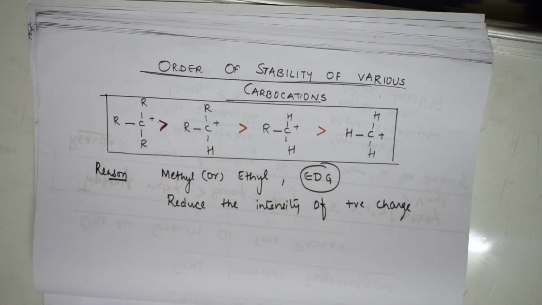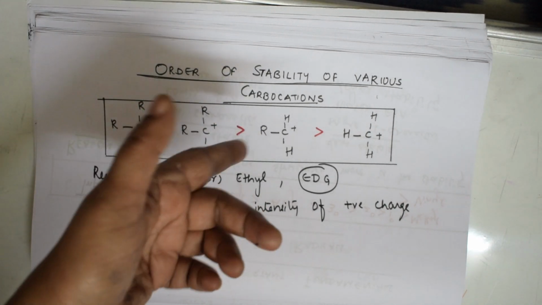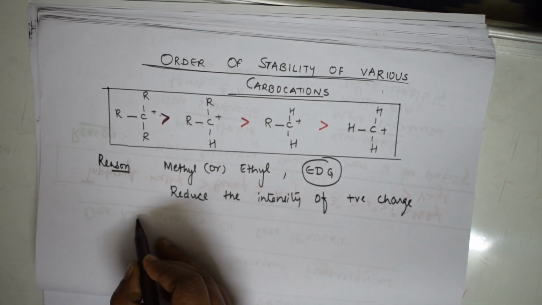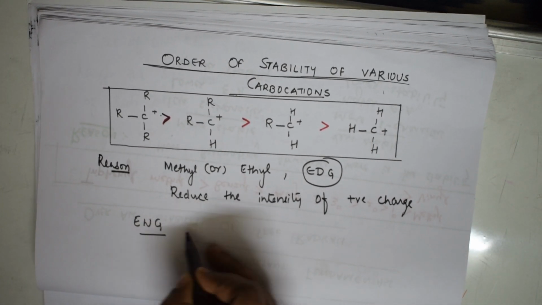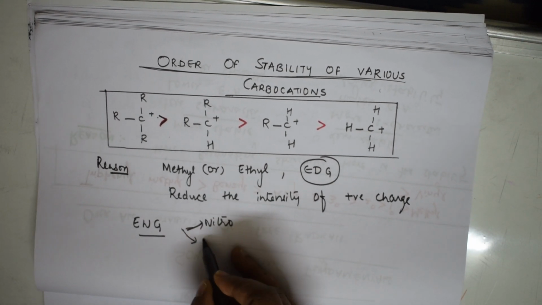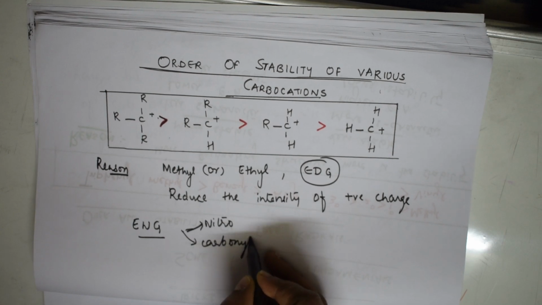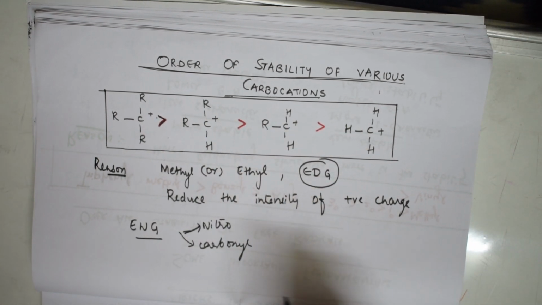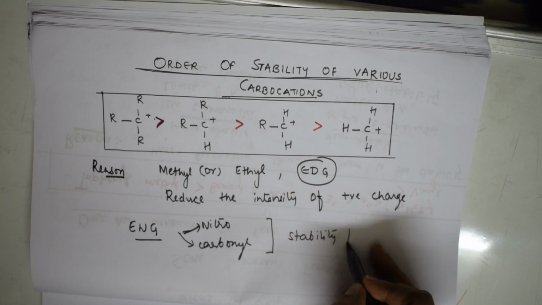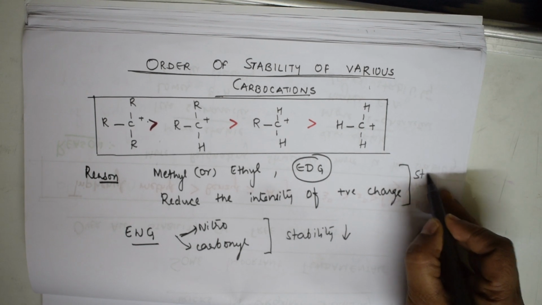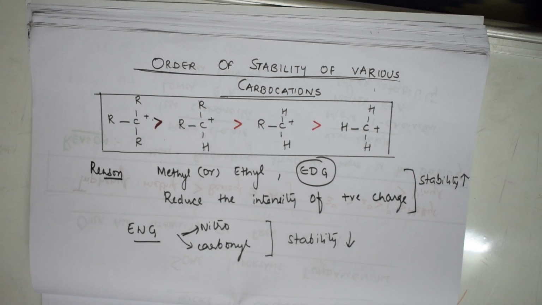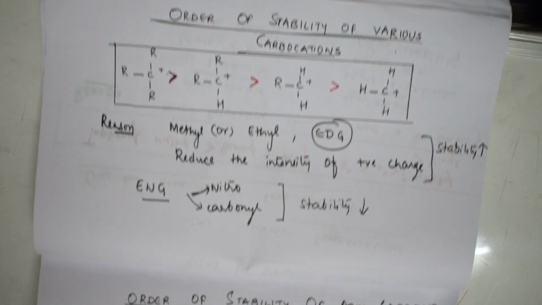That means in the exam paper, if you see more number of electron donating groups, it is more and more stable. Suppose they are electron withdrawing groups. What happens? Electron withdrawing groups are basically the nitro group and the carbonyl group. If these groups are present in the structure, automatically the stability decreases. So electron releasing groups mean stability increases, and electron withdrawing groups mean stability decreases. Isn't it interesting, easy? Now let us see one more question.